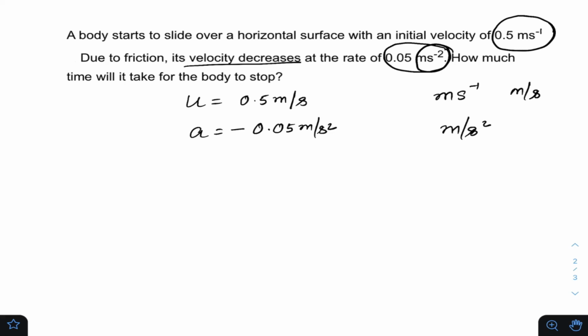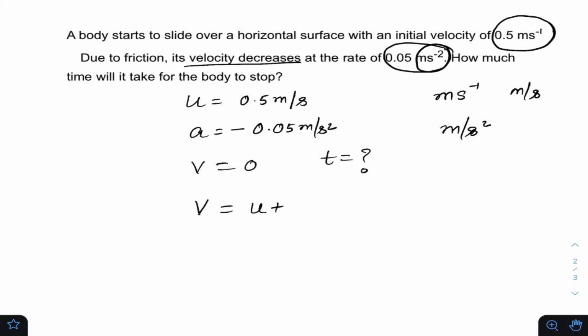How much time will it take for the body to stop? It means the body is coming to rest. Finally, the body is coming to rest. It means v equals 0. So how much time? Time means we have to calculate the value of t. Now we have three equations of motion, so which equation will fit here, that we have to see. I think the first equation will fit here.